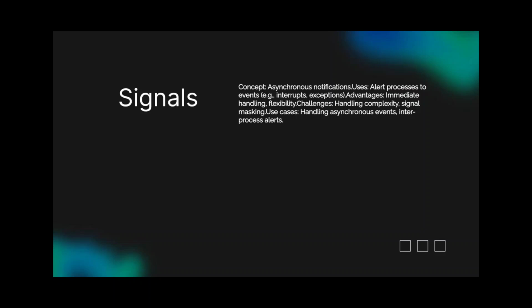Lastly, we have signals. Signals are asynchronous notifications sent to processes to alert them of events, such as interrupts or exceptions. They allow immediate handling of events, but they can be complex to manage and may require signal masking. Signals are often used at the OS kernel level, which also includes ISRs, or interrupt service routines.